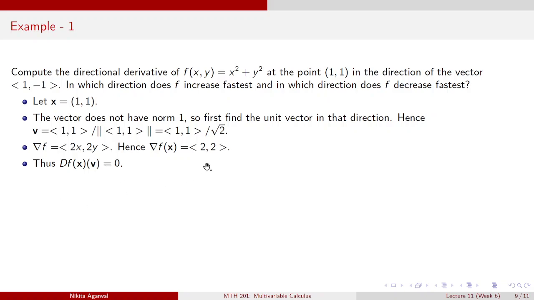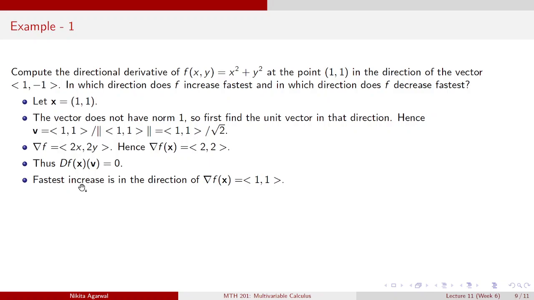So if you look at, I'm sorry, there should be a negative 1 here which I have missed. So b is 1, minus 1, 1, minus 1. So you can see that if you compute the dot product of this vector with 1, minus 1 by square root 2, you get 0. So the directional derivative in this direction is 0.